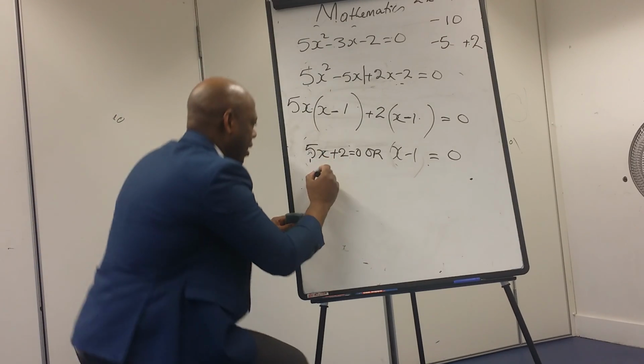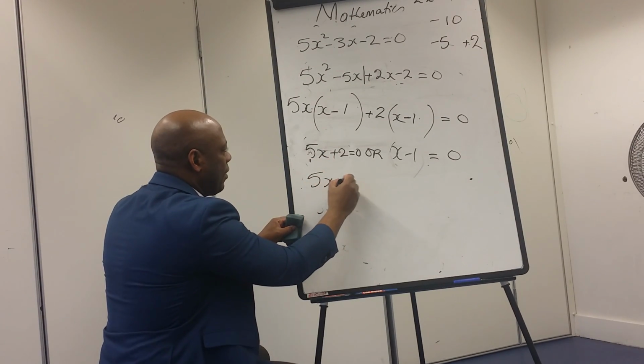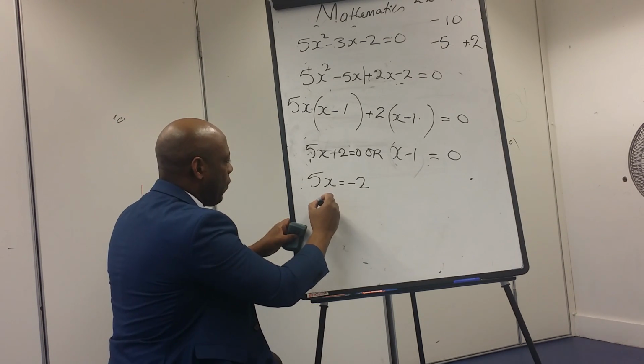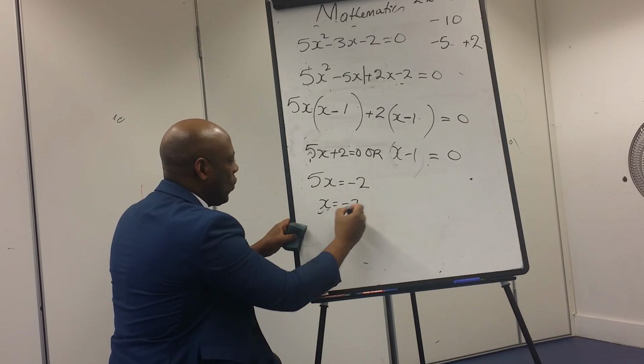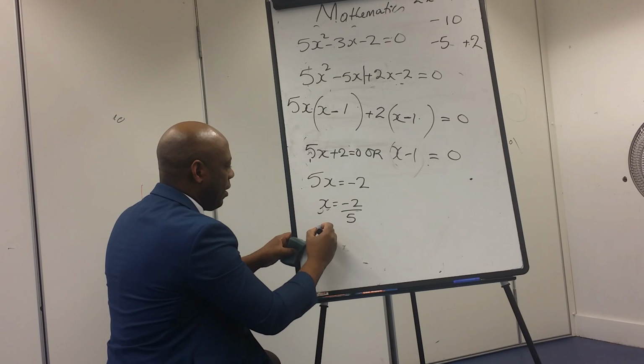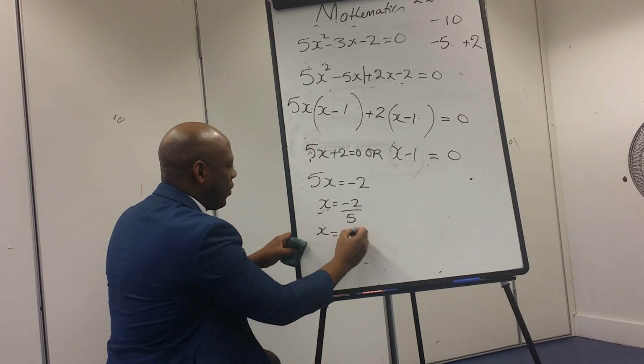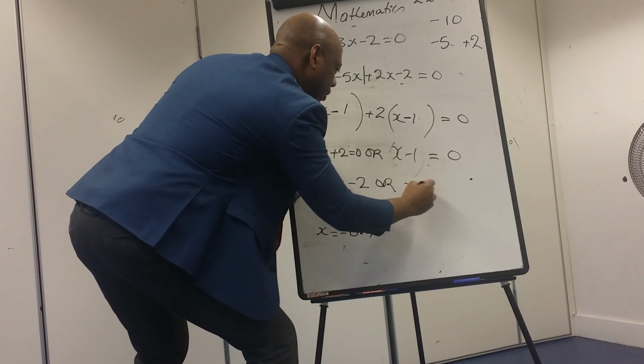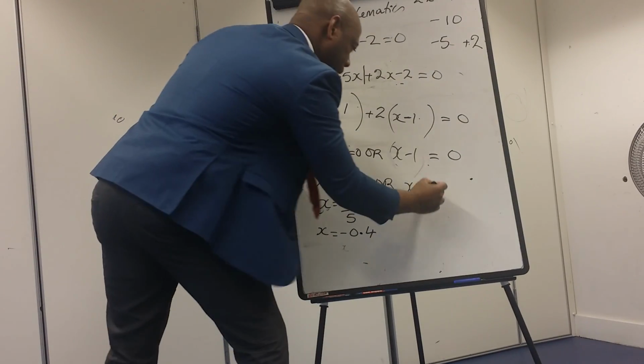So now we can say 5x is equal to minus 2. So therefore x is equal to minus 2 divided by 5. x is equal to minus 0.4, or you can say x is equal to 1. Very good.